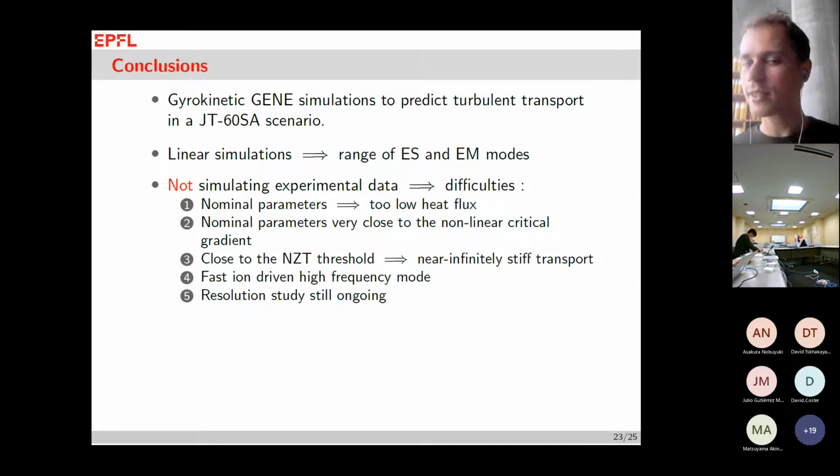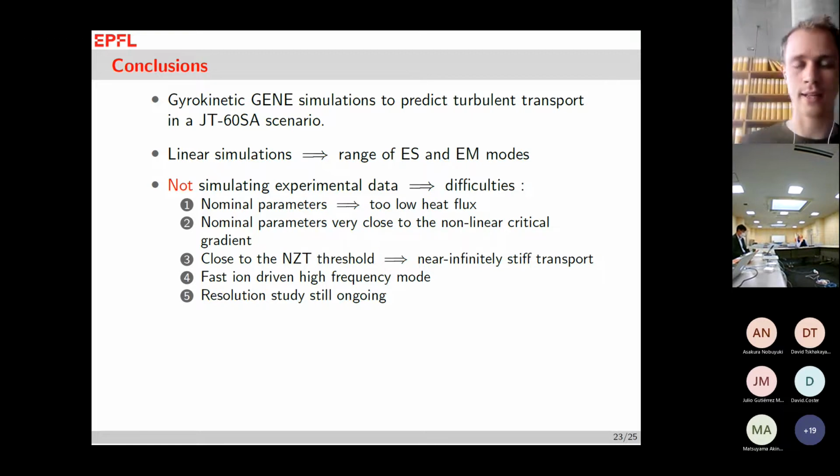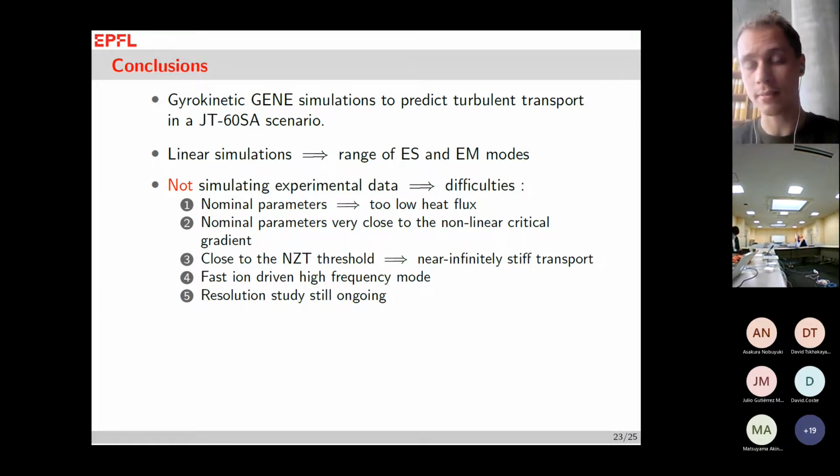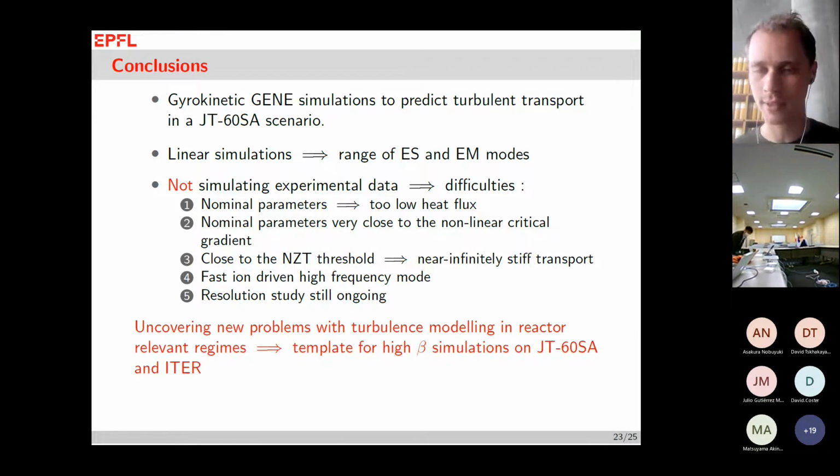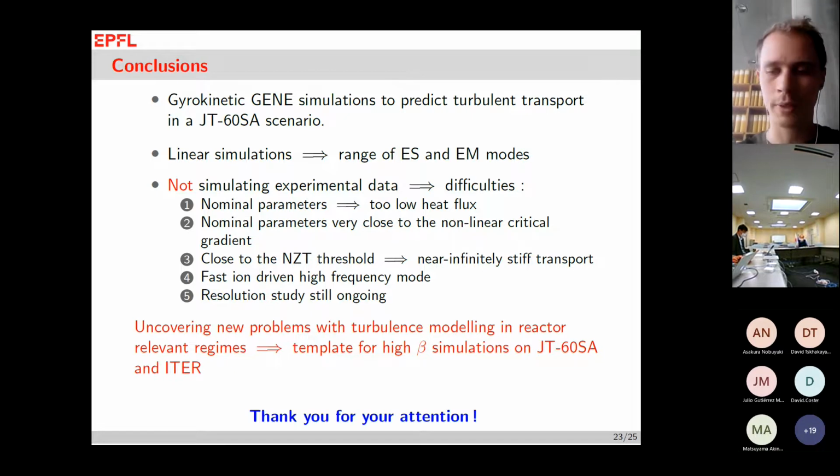Due to these various effects, the resolution study for this case is still ongoing, and it's being complicated by the fact that we can get these various effects even by simply changing the grid parameters. The goal with this project is to create a template that can be used for future turbulence modeling in reactor-relevant regimes, such as ITER and other JT-60SA scenarios, and really create a template for high beta simulations. Thank you for your attention, and I'm welcoming any questions now.